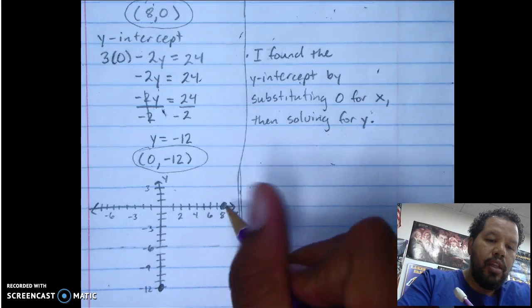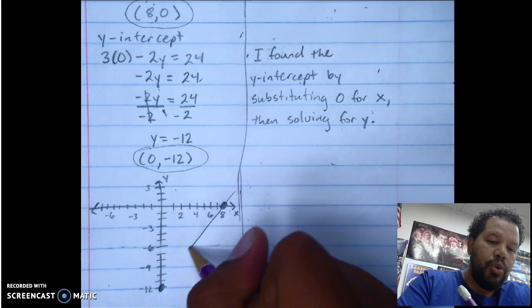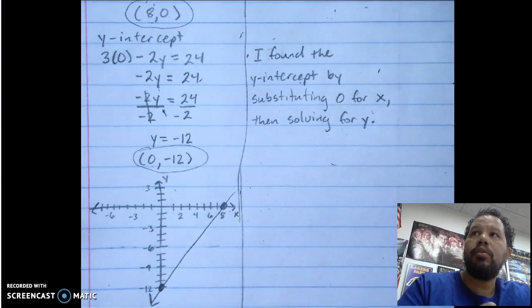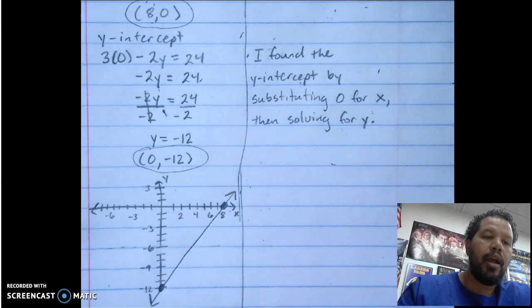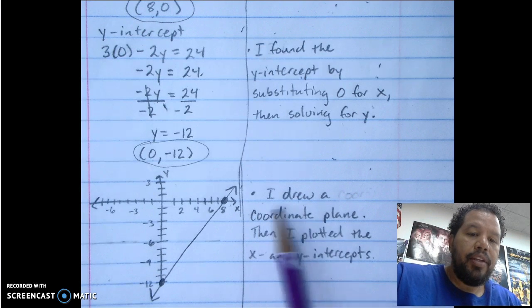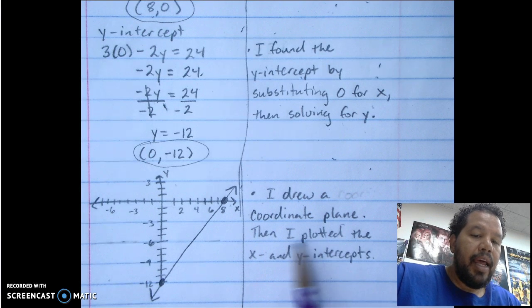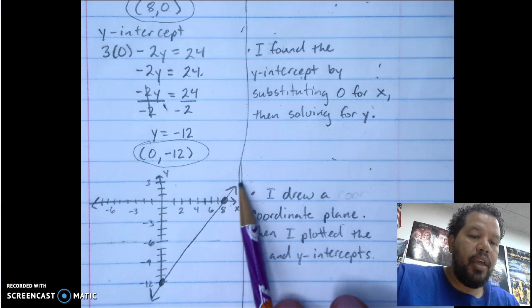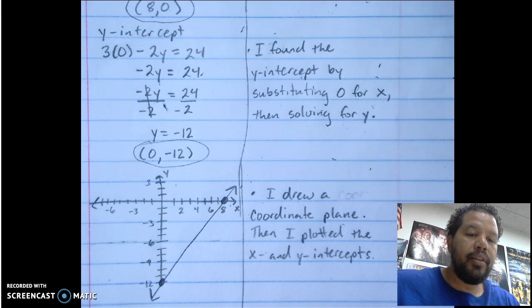There's my second point, and then I go ahead and draw a line that goes through the 2 points. And there I graphed this equation by finding my x and y intercepts. So I drew a coordinate plane, then I plotted the x and y intercepts and drew a line through those 2 points that I found.